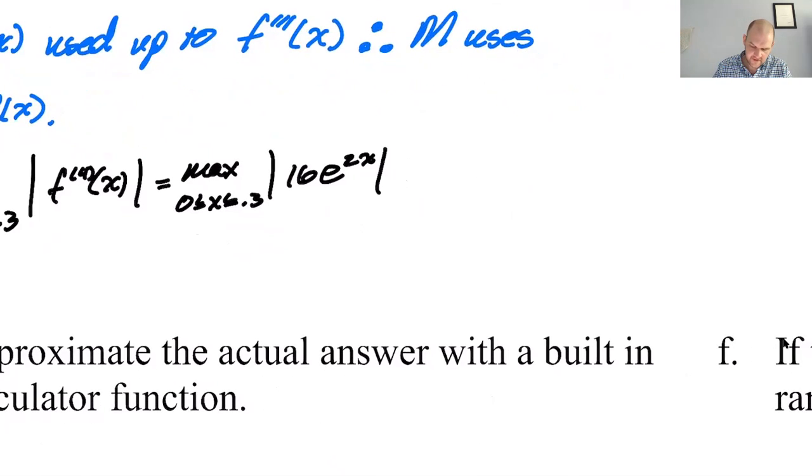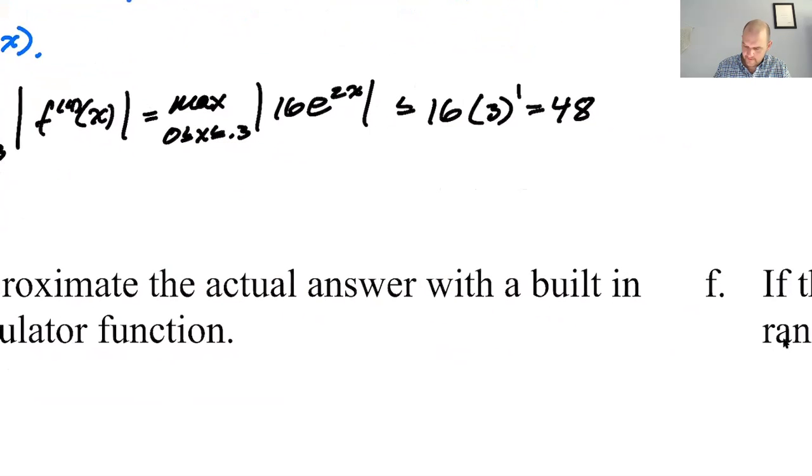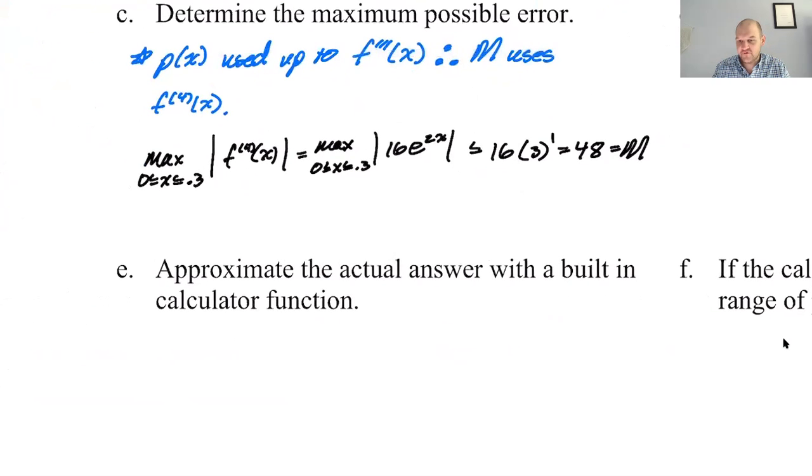So what I'm going to do is say that this is less than or equal to 16. e is less than or equal to 3, so I'll use 3 there. And then 0.6 is less than 1, so I'm going to use that. So I'm going to use 48. But that's just M. So M is going to be 48.